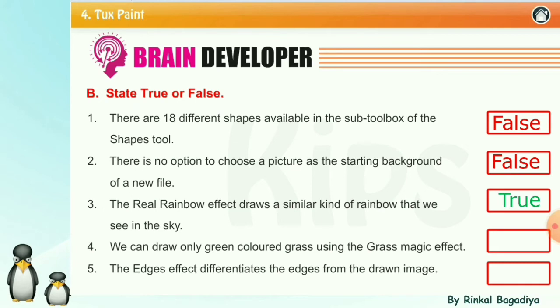Yes, it is true because we can draw only green color grass, and in real also. Yes, in real, grass is only in green color. So we can draw only green colored grass in Tux Paint. So answer 4 is true. True. Next, number 5.